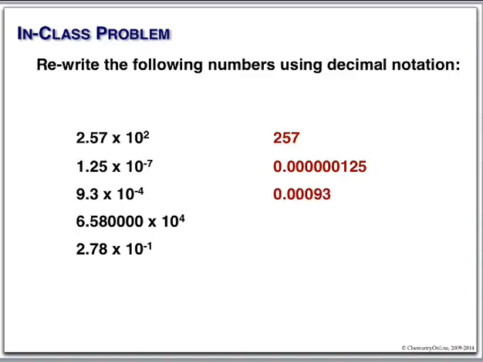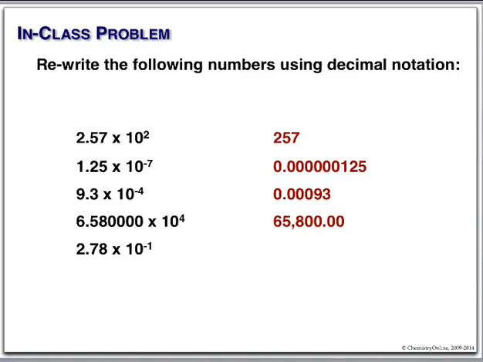Now this one is interesting. We're going to take 6.580000 and multiply it by 10 to the 4th. That means we're going to move this decimal point 4 places. 1, 2, 3, 4. Now that's going to put it right here, isn't it? So the number we would write would look like this. Now we'll see that that's very important because what this tells us is the number of significant figures. And we're going to talk about that in just a few minutes.